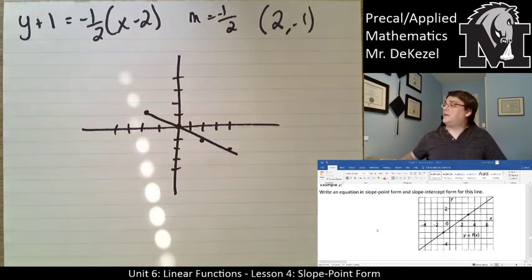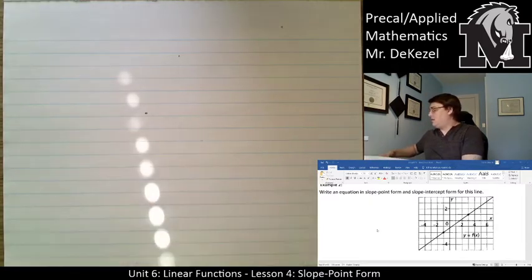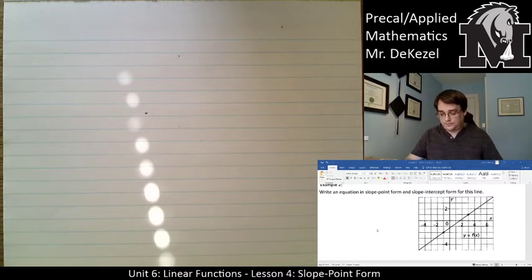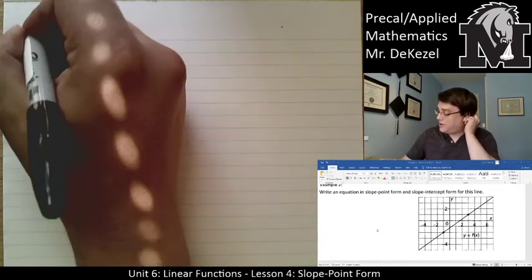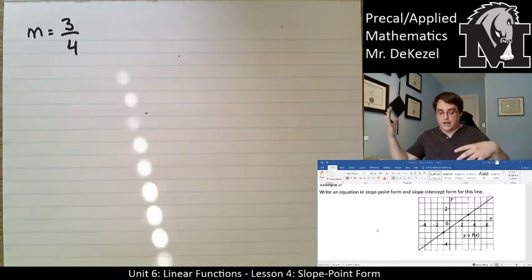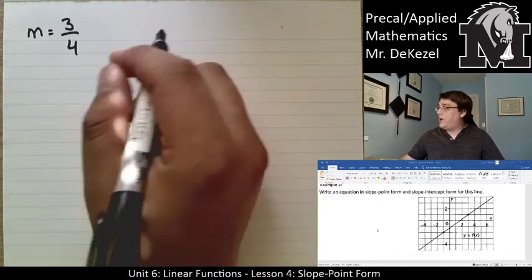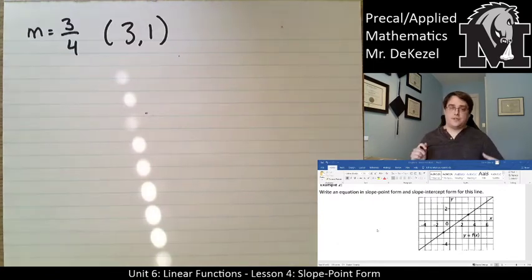We are going to write an equation in slope point form and slope intercept form for this line. Okay, let's see what we can do. Let's count between the two points to find out what our slope is. So it looks like I go 1, 2, 3 up and 1, 2, 3, 4 over. Just by counting, I see that my slope is 3 over 4, and it's positive because it's going up to the right. I'm going to pick out any point on that line. I'm going to choose the point 3, 1, the upper right point. 3, 1. So first thing I'm going to do is write the equation in slope point form.